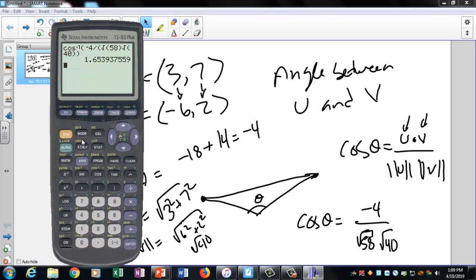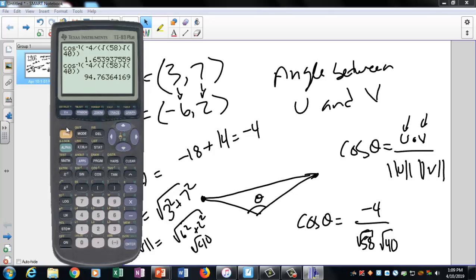If your stuff's not in degree mode, that messes it up even worse. 94.763. Okay. 94.763. That is the angle that it makes.